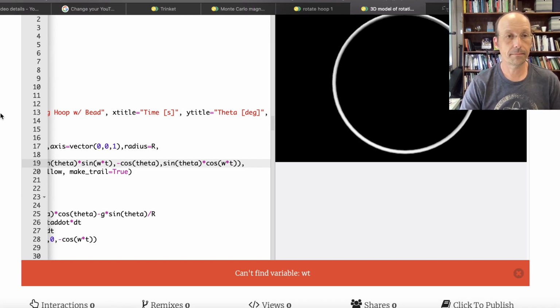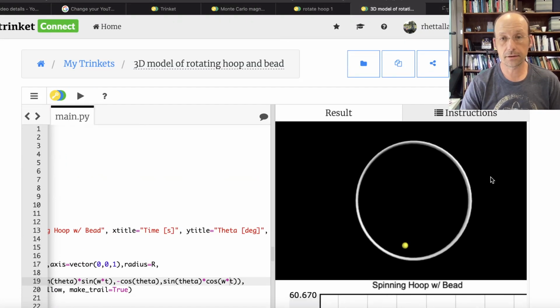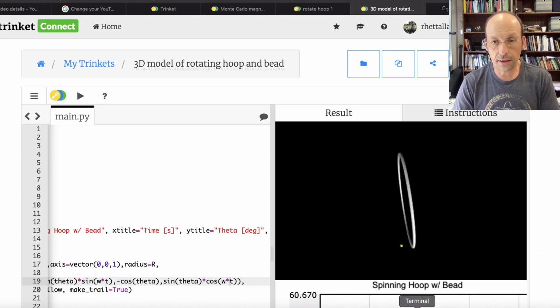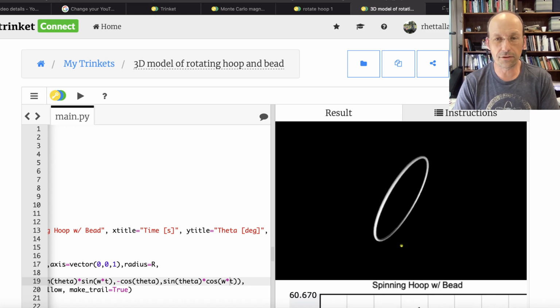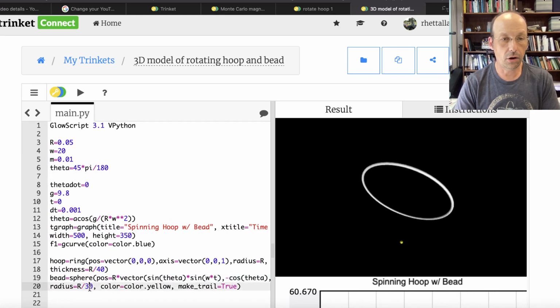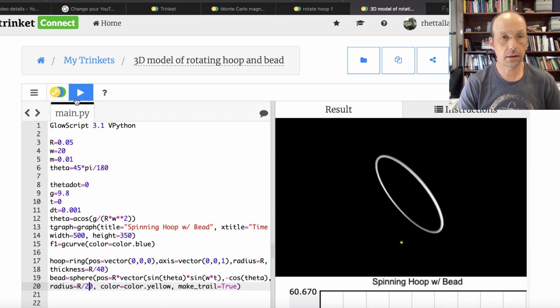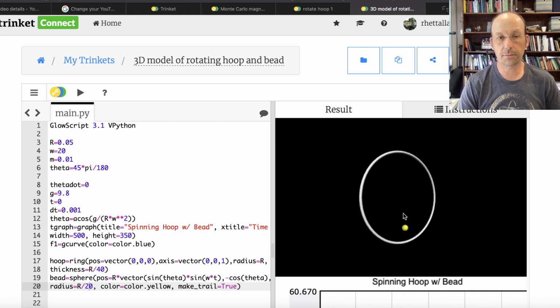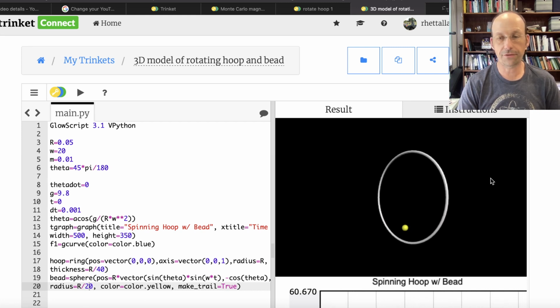Okay. It's okay to make mistakes. Okay, there you go. So you'll notice that the bead stays there, and it's also a little too small. Good thing we ran it. Okay, so let's make it r divided by 20. That looks good. It's a little small still, but that's fine.